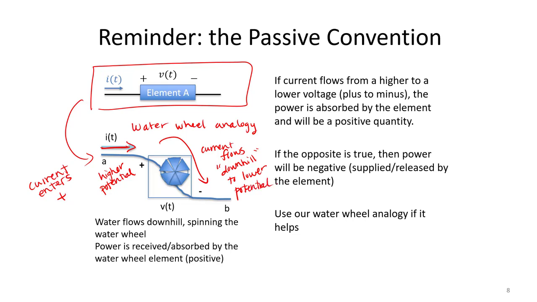And so you might remember, if our current is flowing downhill from higher to lower potential, that means that the element will absorb power. So by the passive convention, if we have current entering the positive terminal of our circuit element, then that means this element, if power is positive, is absorbing power.